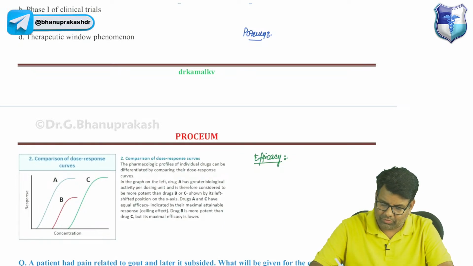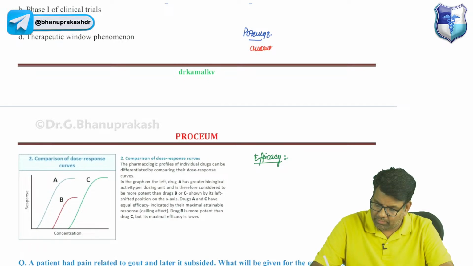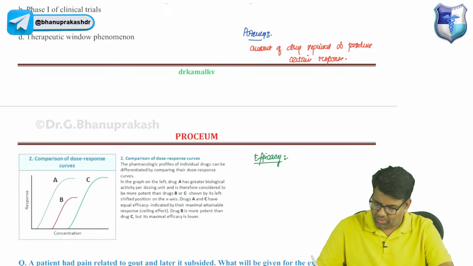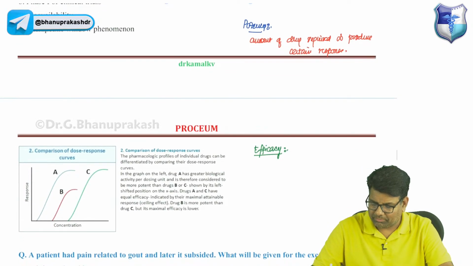There are two terms which we discuss in dose curve. One is potency and another is efficacy. Now, potency is the amount of drug required to produce a certain response. Okay. So, it is the amount of drug which is required to produce a certain desired response.